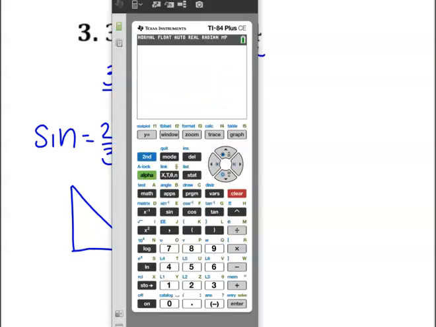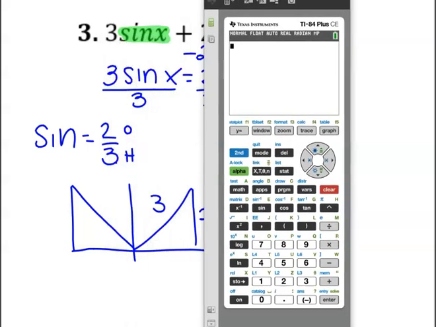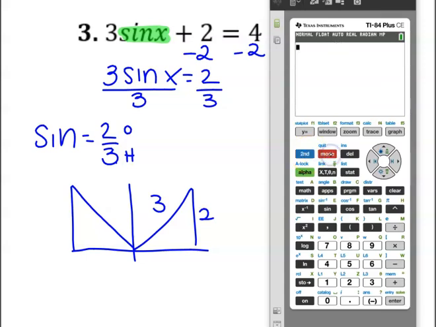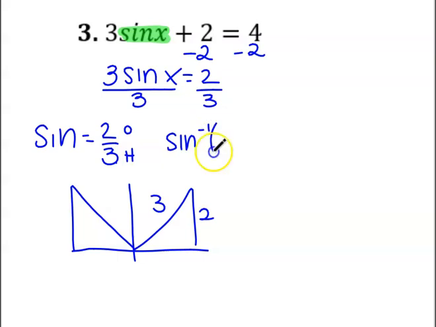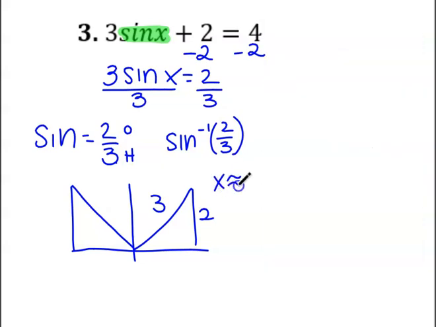Okay, when I type this in the calculator, I need to make sure I'm in radian mode. Oops. Okay, so my mode, I'm in radian mode. I'm going to do sine inverse of 2 over 3. I had to hit second sine to get that sine inverse of 2 divided by 3. Okay, so that's this angle in the first quadrant, 0.730. Okay, so that's theta.